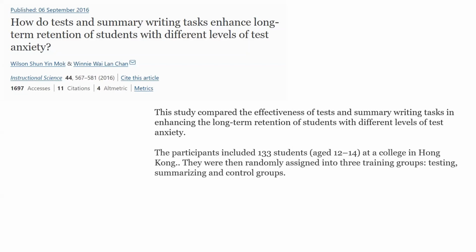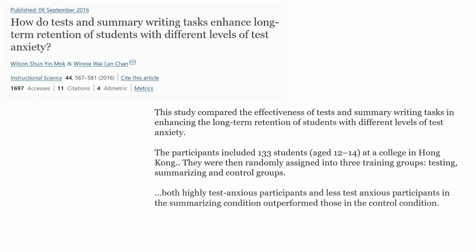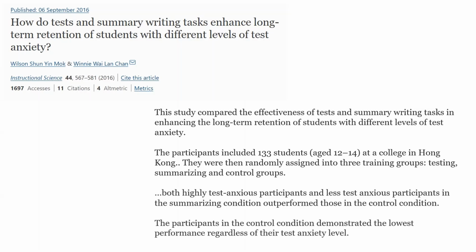However, they wanted to see how testing, and in our important case, summary writing, affects their performance. There were 133 students aged 12 to 14, and they were randomly assigned into 3 training groups, one for testing, one for summarizing, and a control group which did neither of these things and just went about business as usual. And what they found was that both highly test-anxious participants and less test-anxious participants in the summarizing condition outperformed those in the control conditions. The participants in the control conditions demonstrated the lowest performance regardless of their test anxiety level.